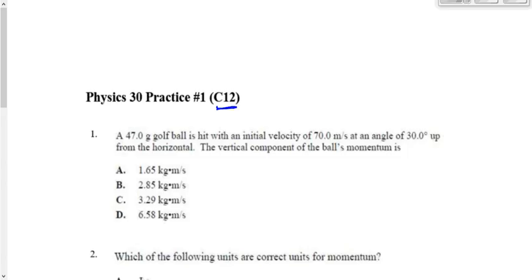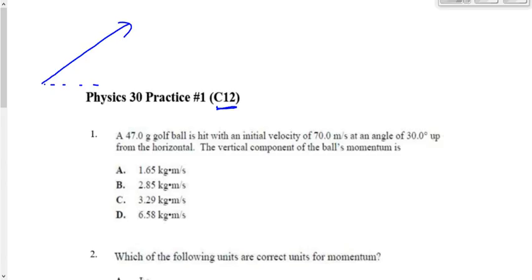tomorrow's quiz. First one says a 47-gram ball is hit with an initial velocity of 70 meters per second at an angle of 30 degrees up from the horizontal. The vertical component of the ball's momentum. What is it? Well, we're going to draw a picture here, okay? It's the first thing we're going to do because it's a little bit easier to visualize, I think, if we can see a picture here.